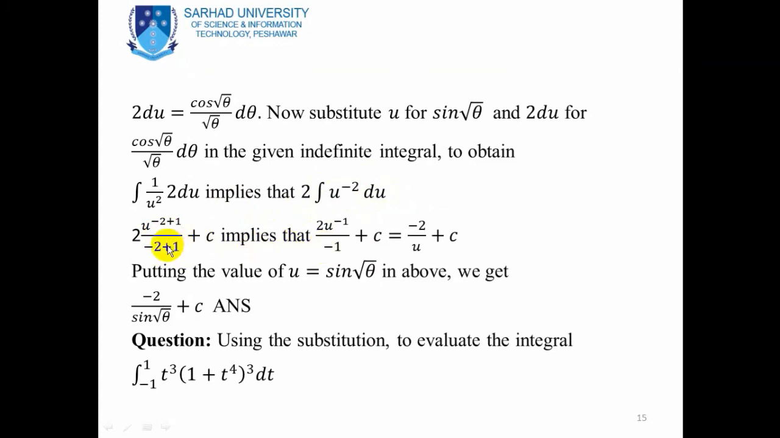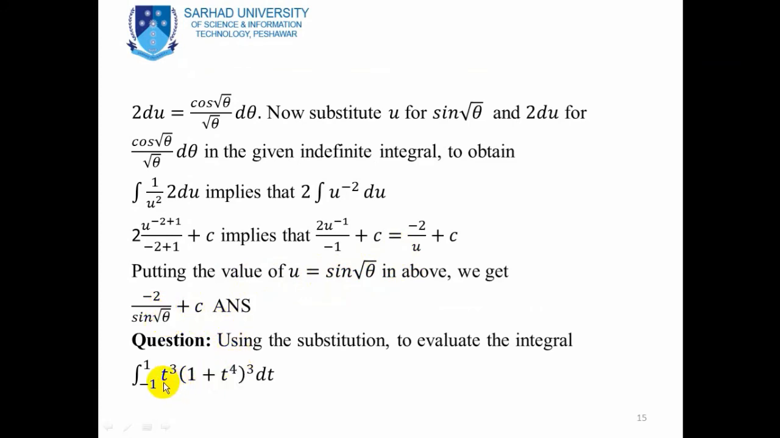So this implies 2 into u power minus 1 divided by minus 1 plus c, and this implies minus 2 divided by u plus c. Putting back the supposition u equals sine root theta, in this result we obtain minus 2 divided by sine root theta plus c.